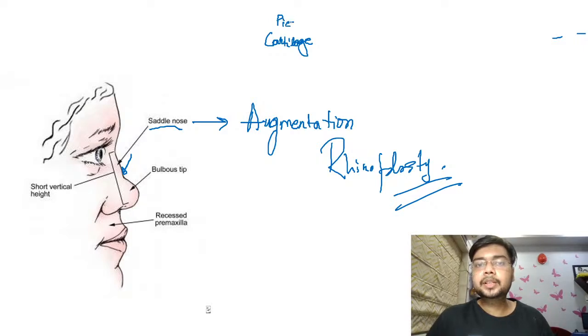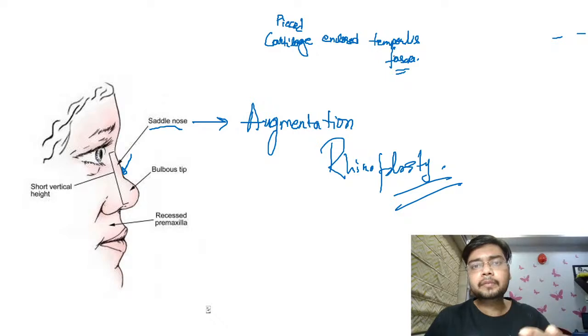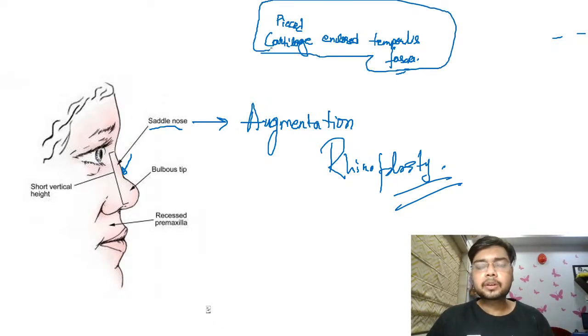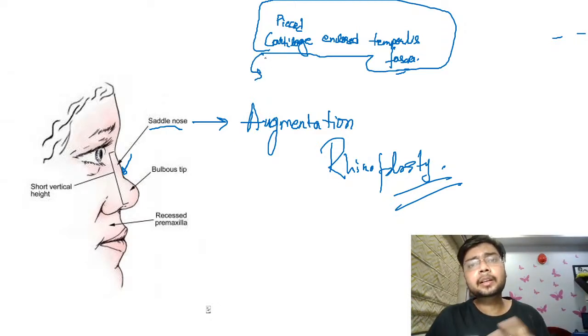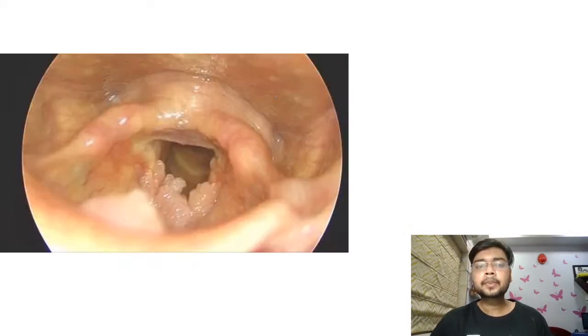What you use is pieced cartilage, meaning small pieces of cartilage enclosed in a bag of fascia, or you can use temporalis fascia. This cartilage is long lasting, it does not dissolve rapidly, although there is a tendency of dissolving, but more or less it gives good results and lasts. Other things: you can use iliac crest, some ribs. So there are different grafts that you can use to do augmentation rhinoplasty.